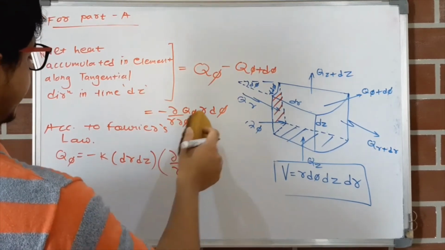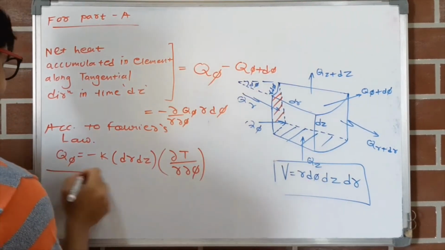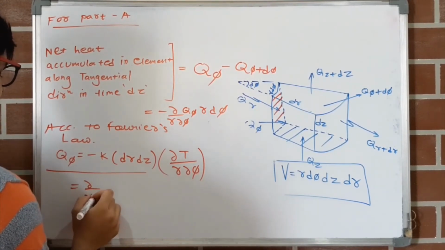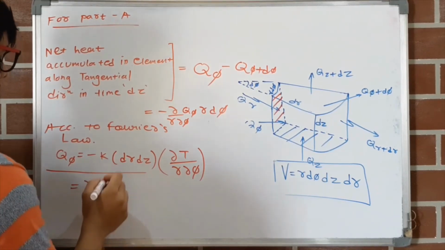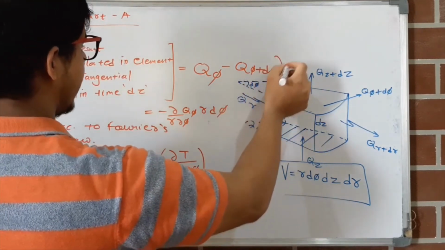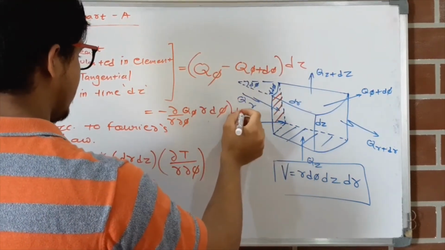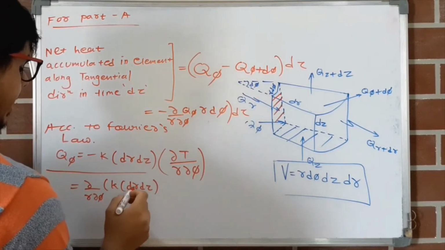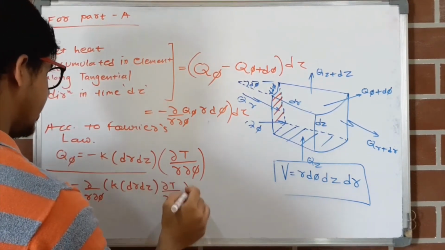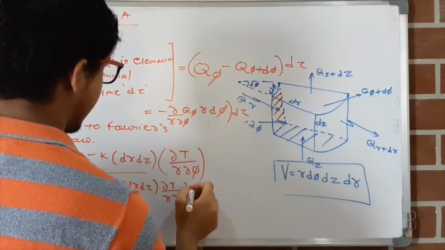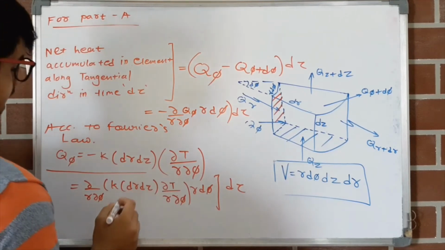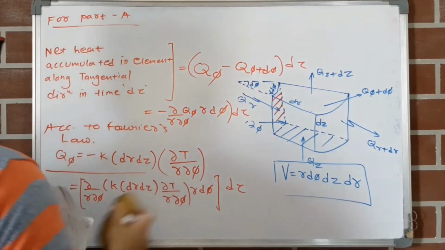So now we will substitute this in the above equation. So we will get minus minus plus, so del by R into del phi into what will be q phi, it is k dr dz. Here again d tau, which we had forgotten, so d tau. Okay, so it will be k dr dz into del t by R into del phi into this R into d phi, and here d tau will come. Okay, so now I will rub the above term.